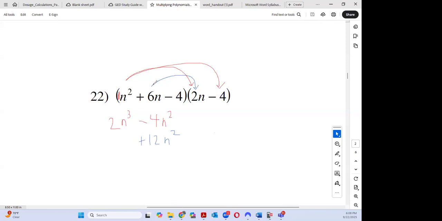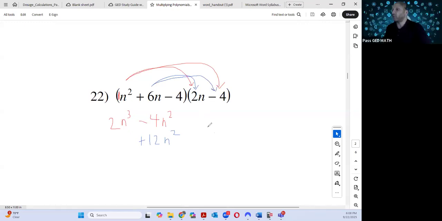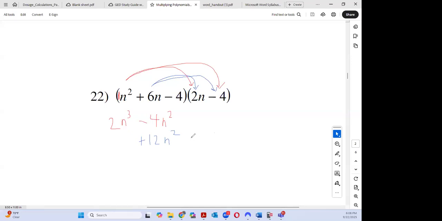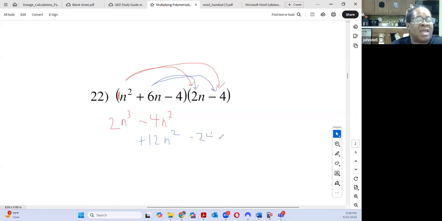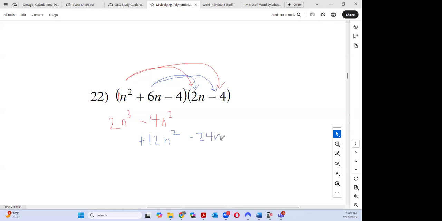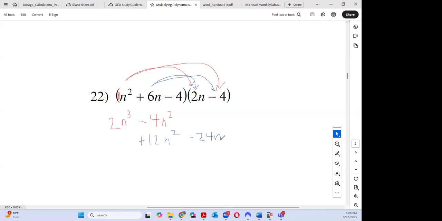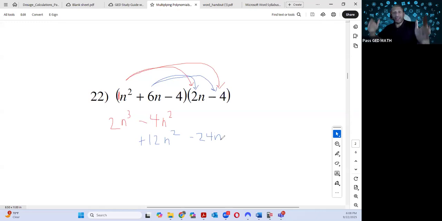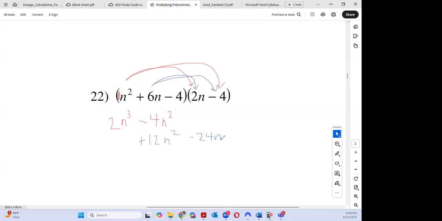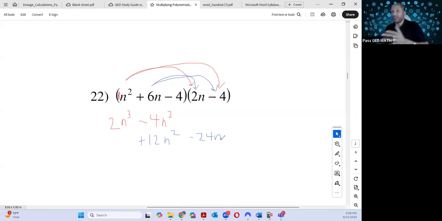Now, what's my next step? 6n times -4. What's 6n times -4? -24n. Why did you say n squared? Mr. Tinsley, I was wrong. Okay, so you want to make sure you take your time. Remember, n times n is n squared. We got 6n times -4 is -24n.